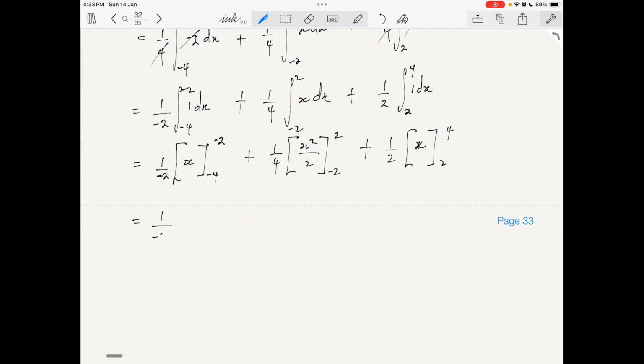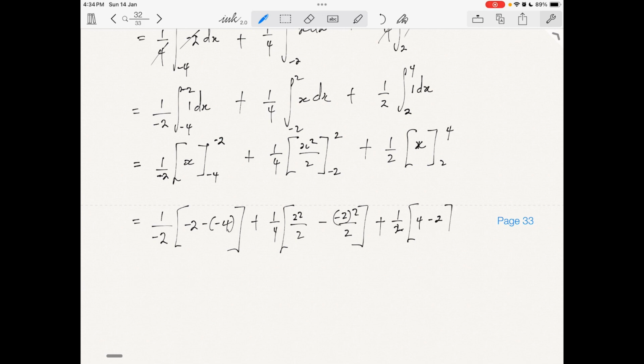So we have 1 over minus 2 times minus 2 minus minus 4, plus 1 over 4 times 2 squared over 2 minus minus 2 squared over 2, plus 1 over 2 times 4 minus 2. So solving this, we have 1 over minus 2 times minus 2 minus minus 4. That's minus 2 plus 4, and that will give us 2, plus 1 over 4.